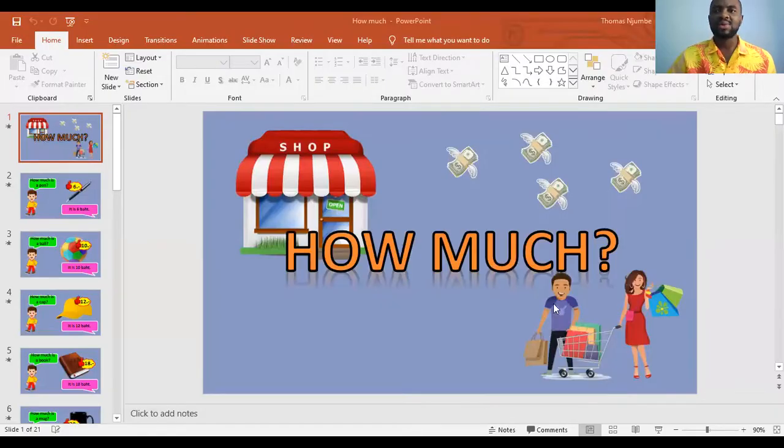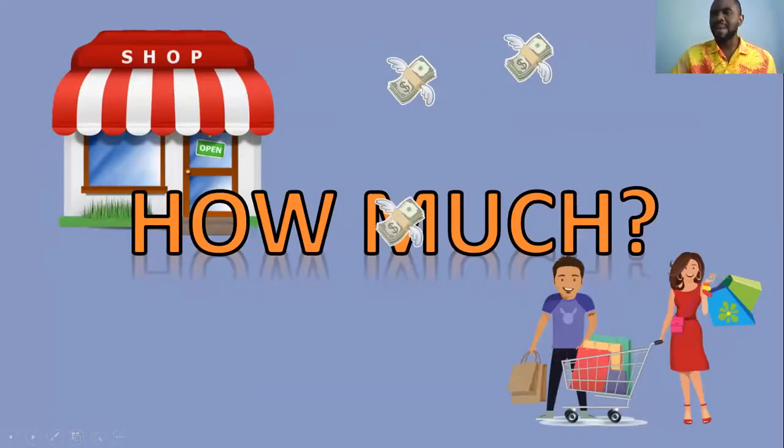Okay, so this week we'll be doing a different topic. This week we'll be doing how much it is, and how many. This week our topic is how much and how many. When we say how much, we talk about money. When we go to the market to buy, we talk about money.